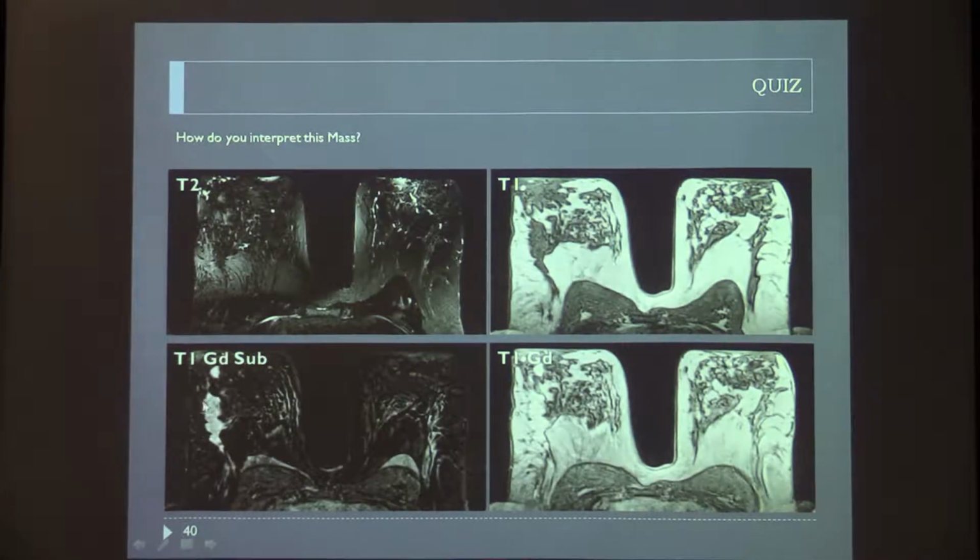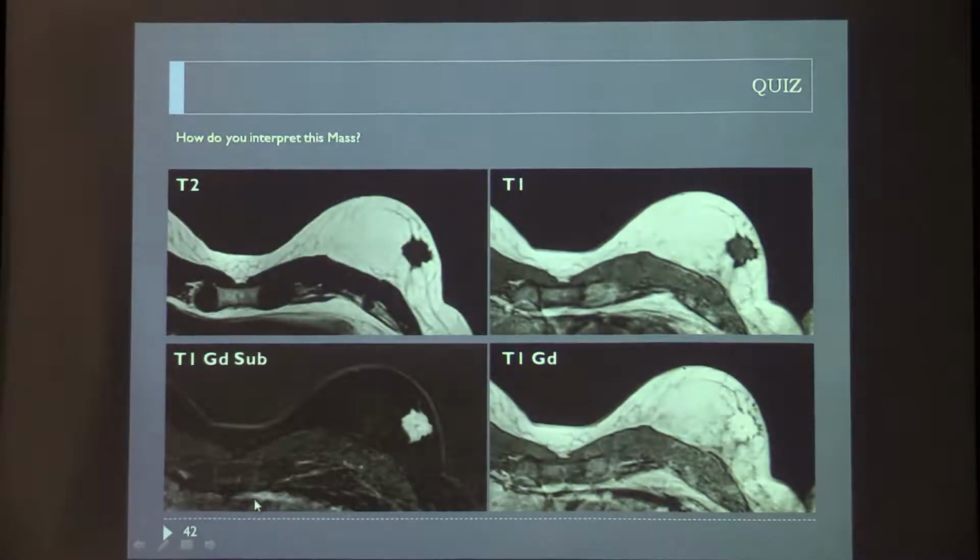Irregular shape, so this is BI-RADS 4 at least. The rim is irregular also, so this is BI-RADS 4. What do you think about that? Shape irregular, BI-RADS 4. But there is spiculation, so BI-RADS 5.